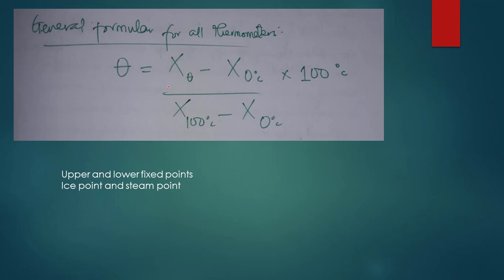Likewise, hivyo hivyo. So temperature ya kitu ambacho tunapima ni sawa sawa na thermometric property measurement katika hiyo temperature minus thermometric property value yake at ice point au 0 degrees centigrade, the lower limit, divide by thermometric property ikiwa kwenye maximum temperature, the upper fixed point, which is 100 degrees centigrade, minus the thermometric property measurement ikiwa at 0 degrees centigrade, the ice point. What is the concept of this?